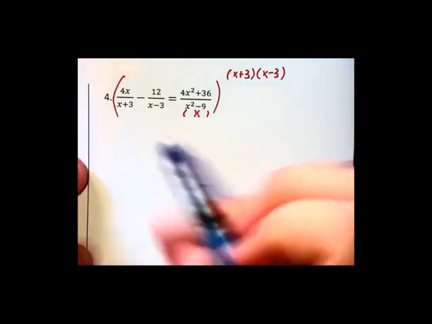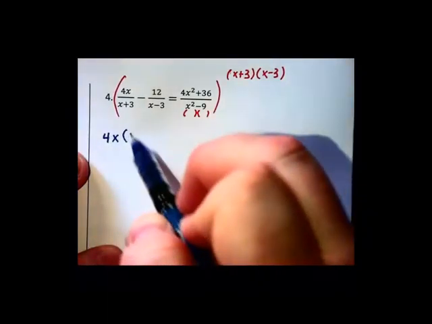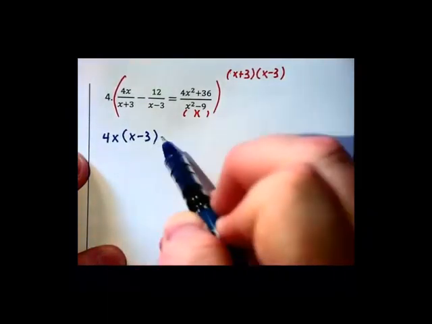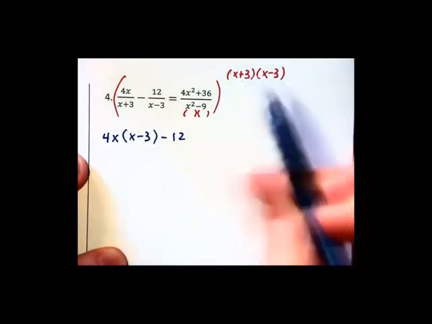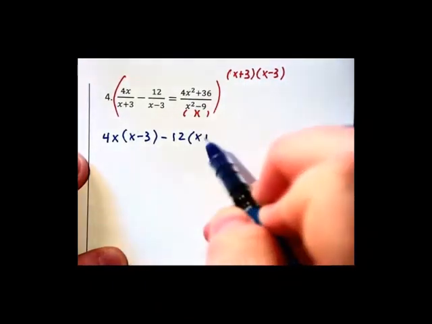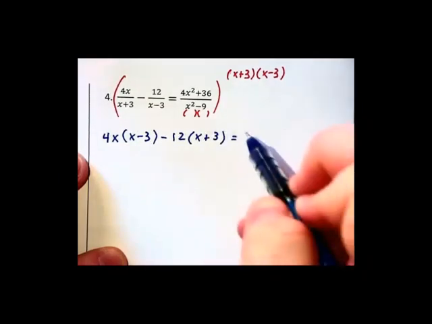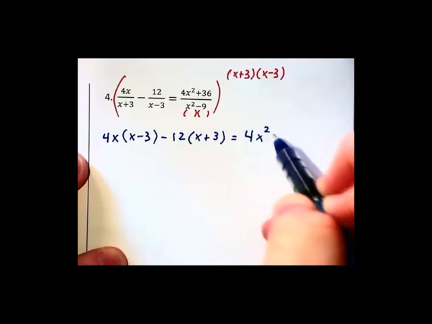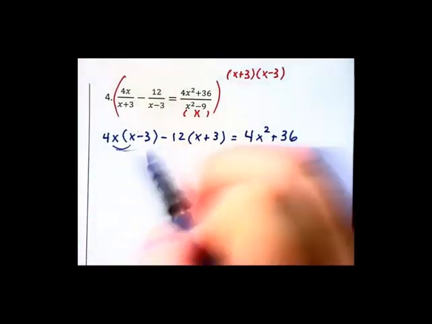Here we go. On the left, the x plus 3's cancel, leaving the 4x times the x minus 3. In the middle, we already have the minus 12. After the x minus 3's cancel, you've got the x plus 3 left over. And then on the right, everything cancels, just leaving the 4x squared plus 36, which was the original numerator to begin with. We have two sets of distribution here.